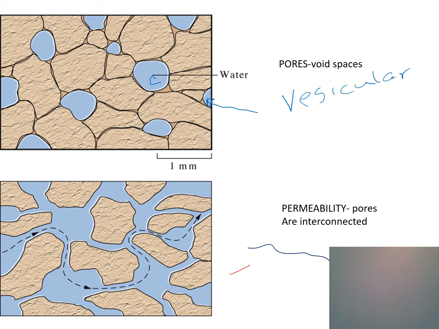Those vesicles are the pores. So vesicular basalt would be a porous rock, but it's not permeable. Unless there are cracks and fractures in that basalt, that water is just going to be held in the pores. So we want permeability. We want that water to be capable of moving and being transmitted through all of these pore spaces. So again, just to emphasize, a good aquifer has to be both porous and permeable.